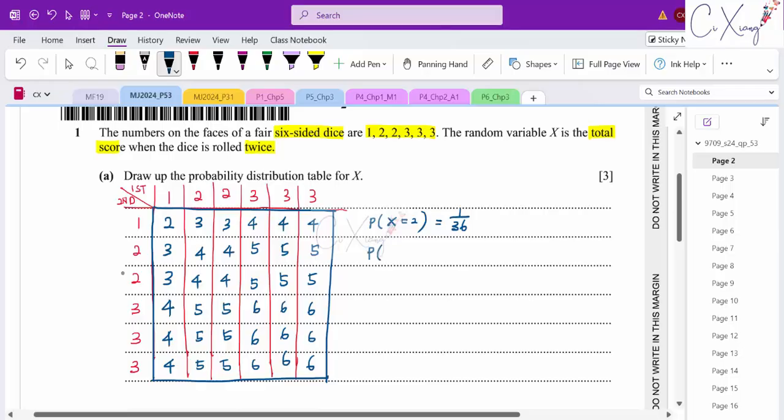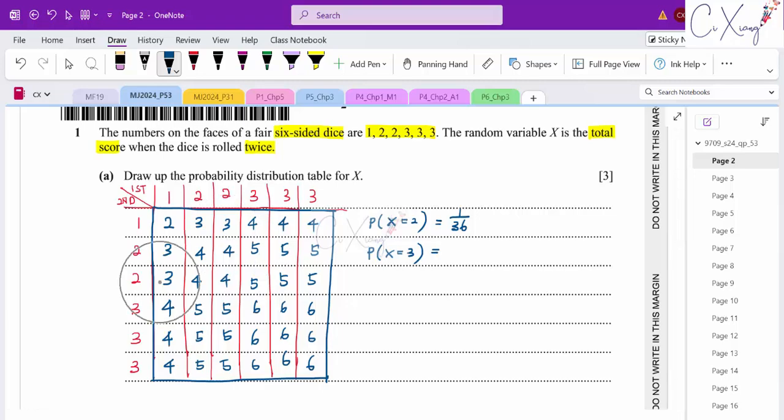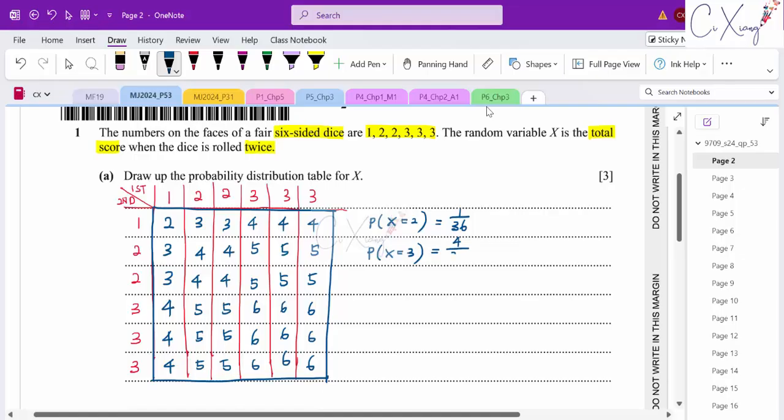Then after that, the second number that I can observe is X equals 3. So again, I try to count how many 3s appear in the table. You can see that it appears 4 times. Therefore, the probability will be 4 out of the 36 cells. If you want, you can further simplify it to become 1 over 9.